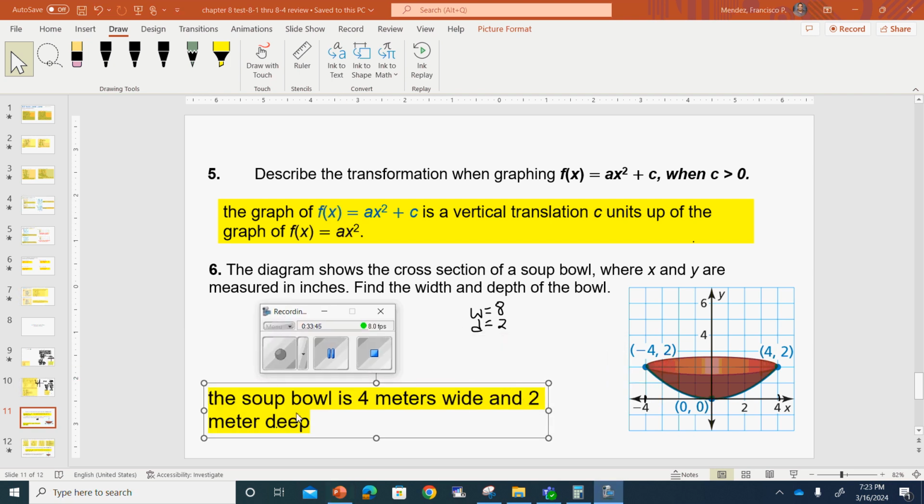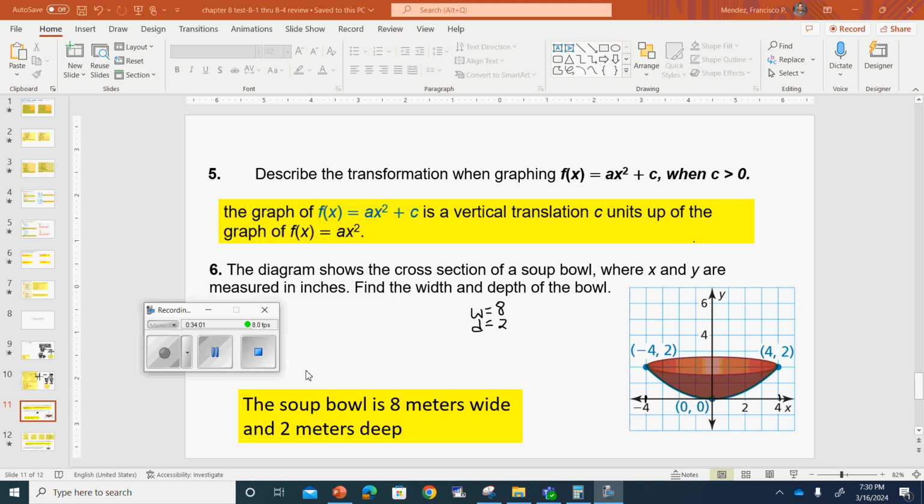Oh, look at that. The soup bowl measures 4 meters wide and 2 meters deep. Whoa, 4 meters wide. How did it get 4 meters? I've got to double check this, because from what I see, it looks like 8 meters here. Let me double check this. And that was correct. It was 8 because we have 4 over here and 4 over here. Sorry about the misprint on that one before. The soup bowl is 8 meters wide and 2 meters deep.